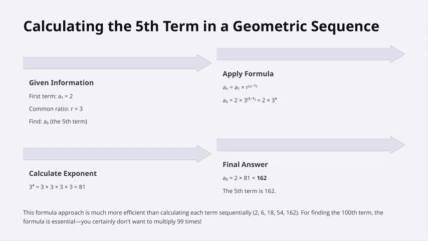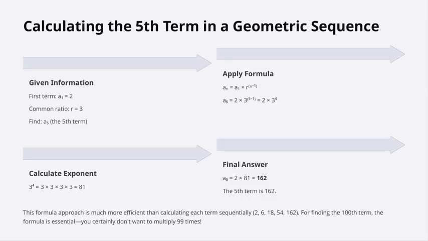First, we identify the given information. The first term, a1, is 2, and the common ratio, r, is 3. Our goal is to find a5, the fifth term. Next, we apply the general formula for the nth term of a geometric sequence, which is a_n equals a1 times r raised to the power of n minus 1. So, in this case, a5 equals 2 times 3 to the power of 4 because 5 minus 1 is 4.